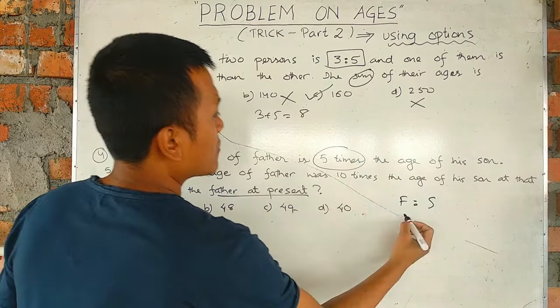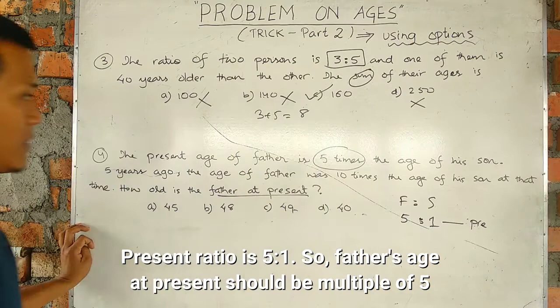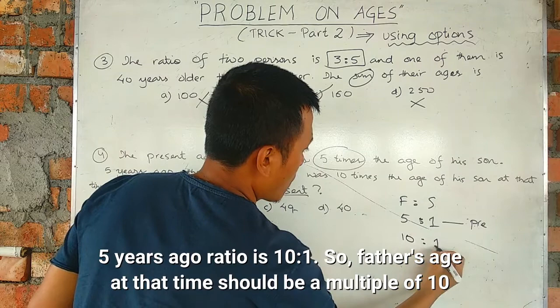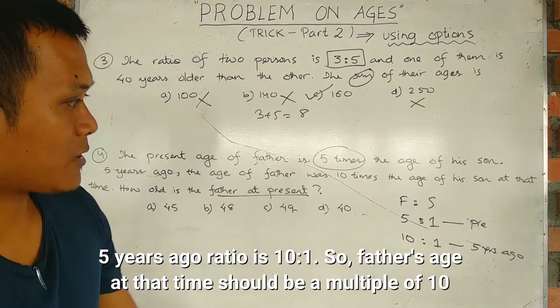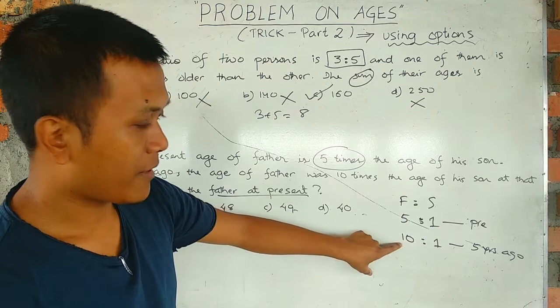5:1. Next up, 5 years ago, father was 10 times. 10:1. 5 years ago, present father is a multiple of 5. 5 years ago, father is a multiple of 10. So the present age is a multiple of 5.